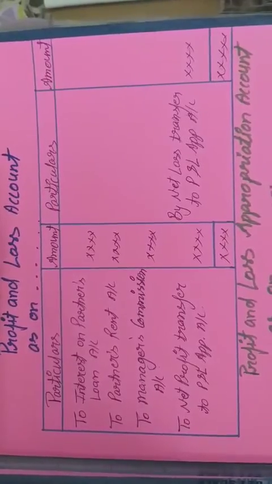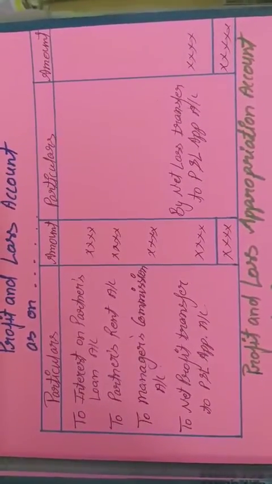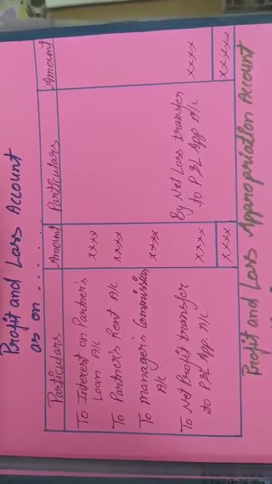For example, if any partner gives a loan to the firm, that partner is not introducing that amount as capital, he is introducing it as a loan. So if anybody gives a loan to the firm, that person will be counted in the firm as external, not as a partner. So the loan amount will be written separately in accounts.